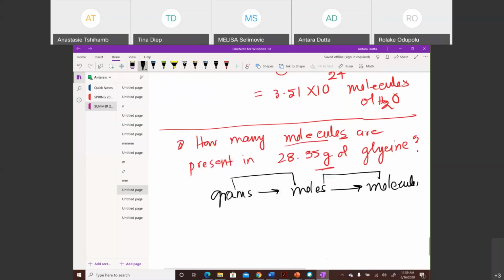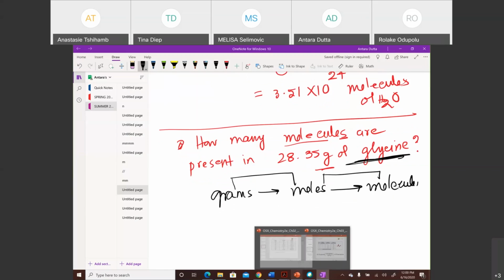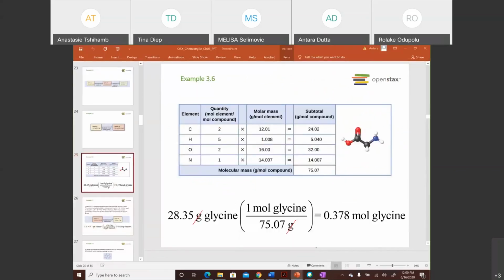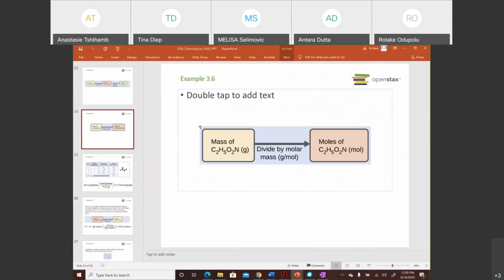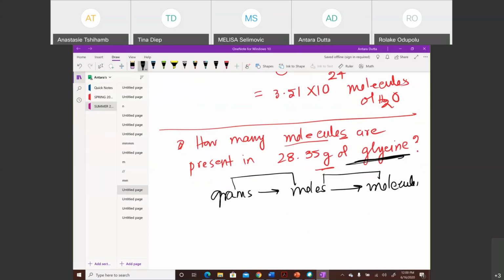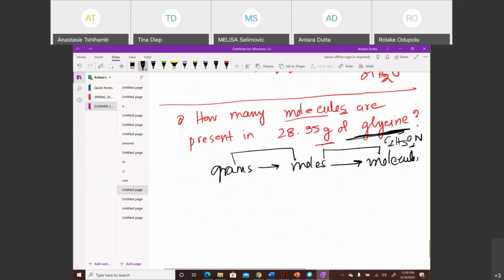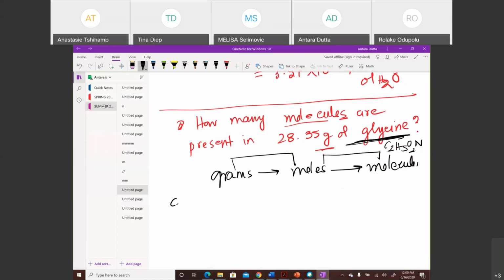Yeah. So glycine, we need to know the formula in order to find the molar mass to go to moles. So glycine formula is provided here. Where is the glycine formula? C2, okay. C2H5O2N. So if it is C2H5O2 and N, how do you find the molar mass?